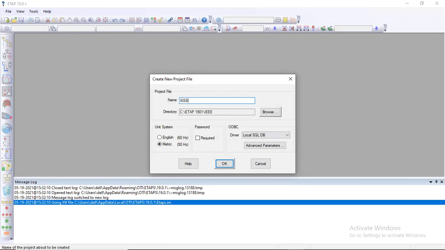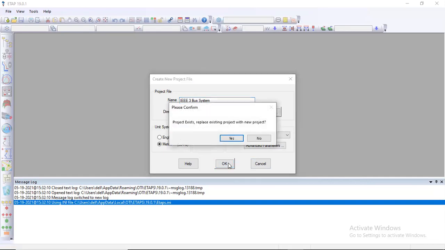IEEE 3 bus system. Furthermore, you have to select metric, 50 hertz, and okay. Then moving towards the next step.